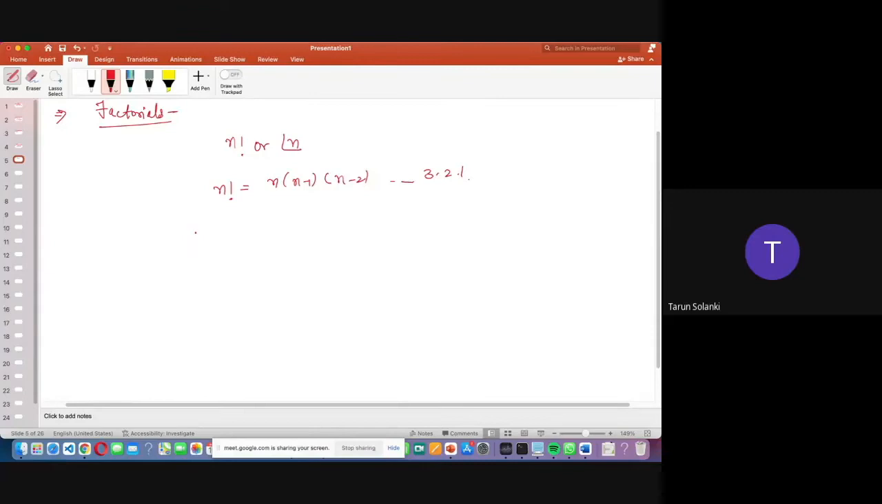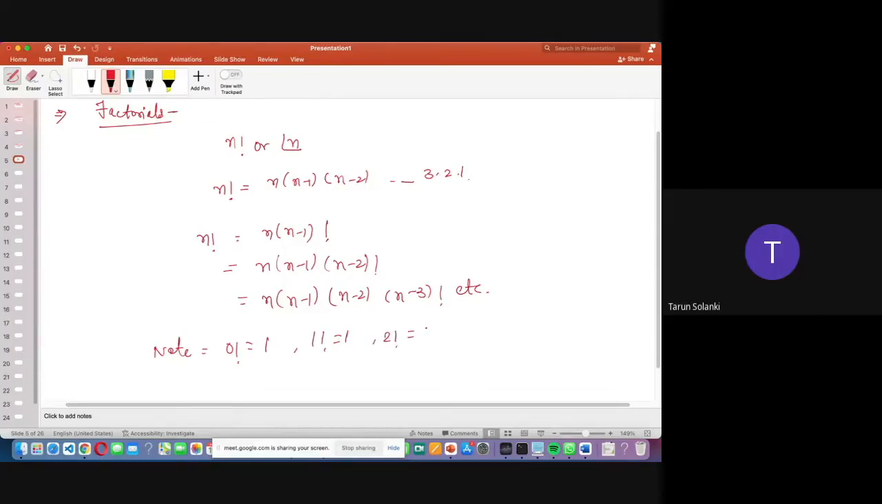So it's obvious to note that n factorial is n times (n minus 1) factorial, that is again n times (n minus 1) times (n minus 2), then again n times (n minus 1), (n minus 2), (n minus 3), etc. So we can say 0 factorial is equal to 1, 1 factorial is equal to 1, 2 factorial is equal to 2, 3 factorial is equal to 6, 4 factorial is equal to 24, 5 factorial is 120, 6 factorial is 720. Okay, so you can make a note of this.